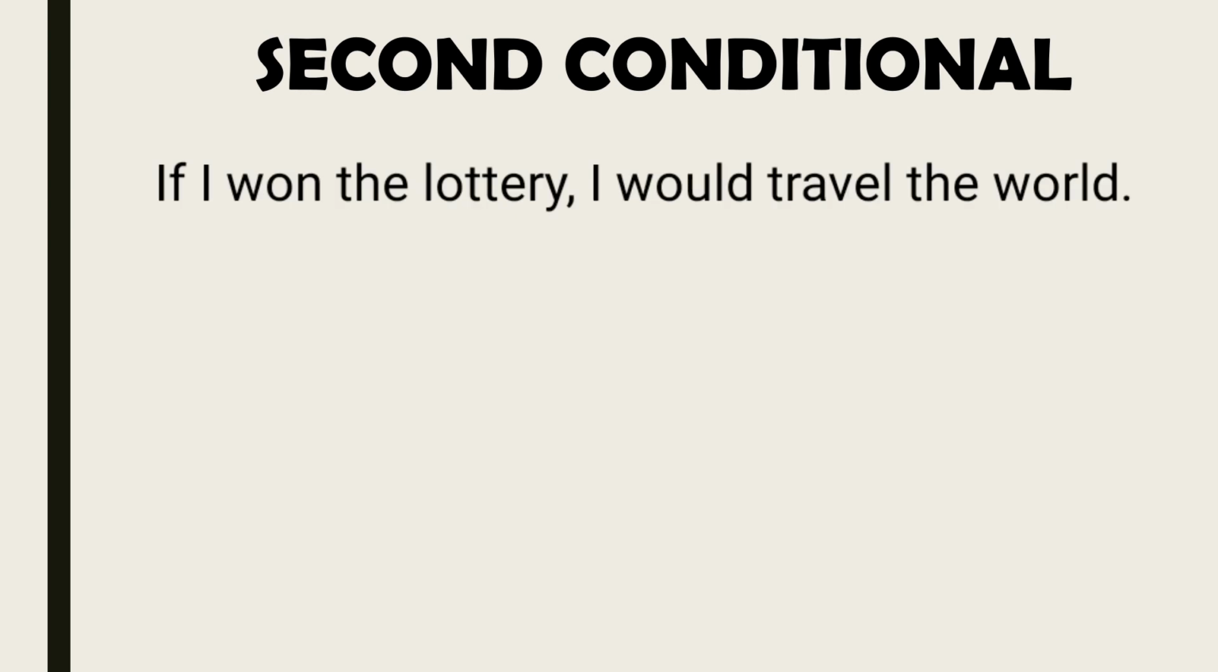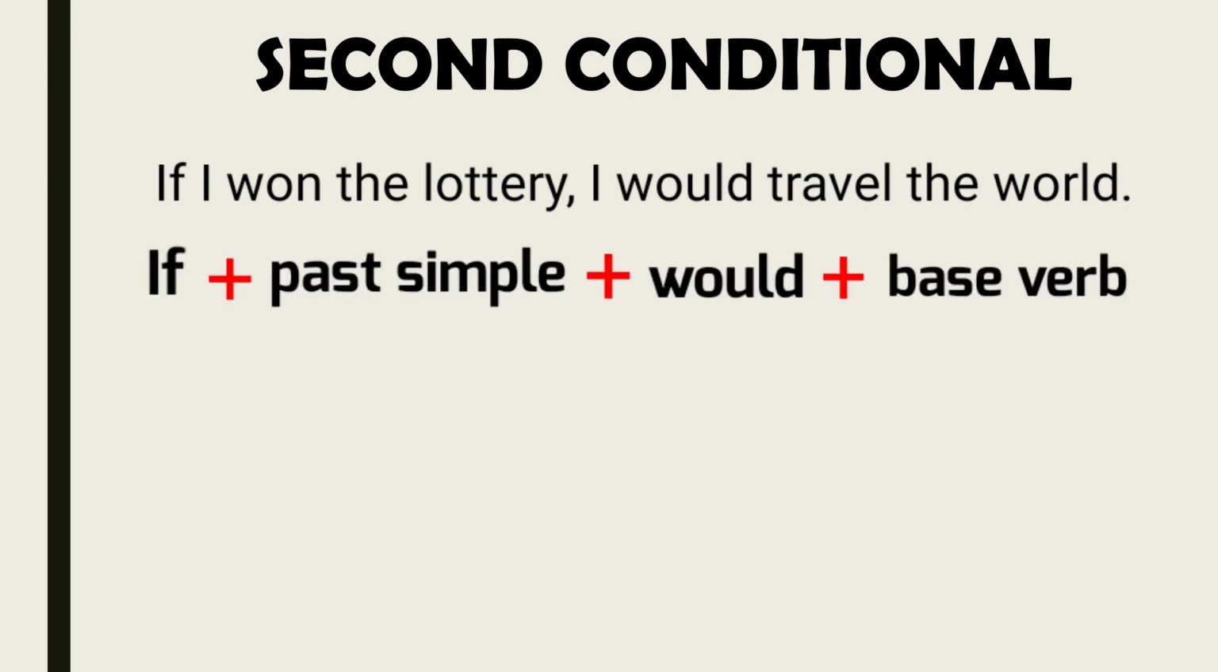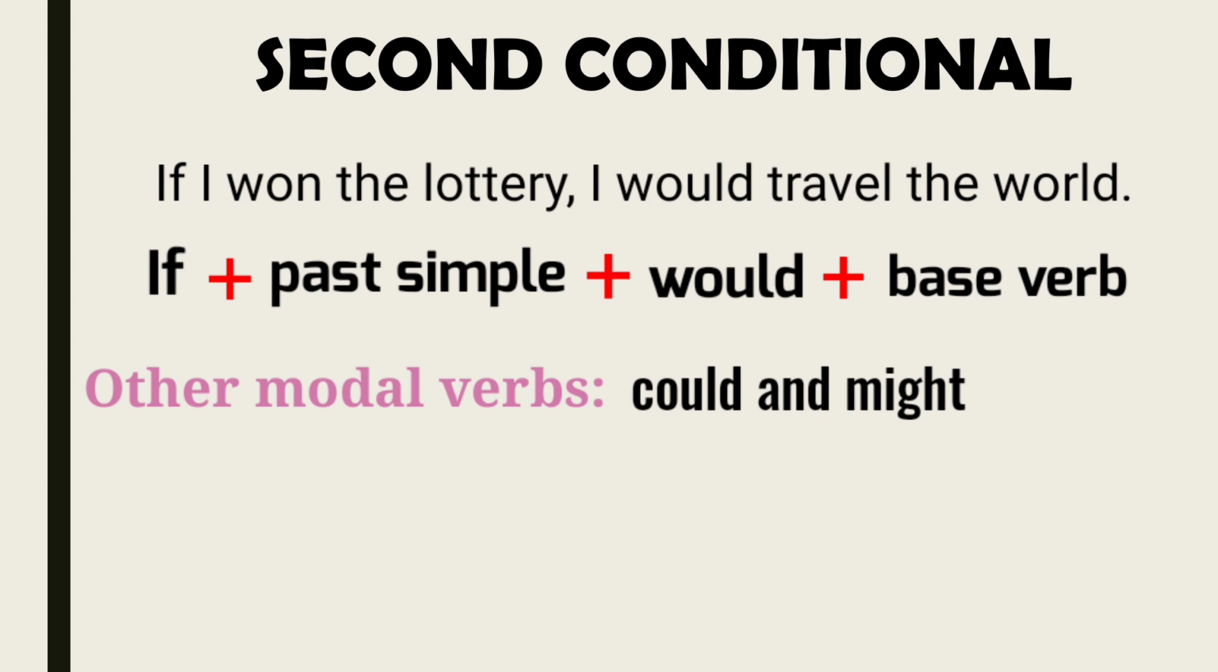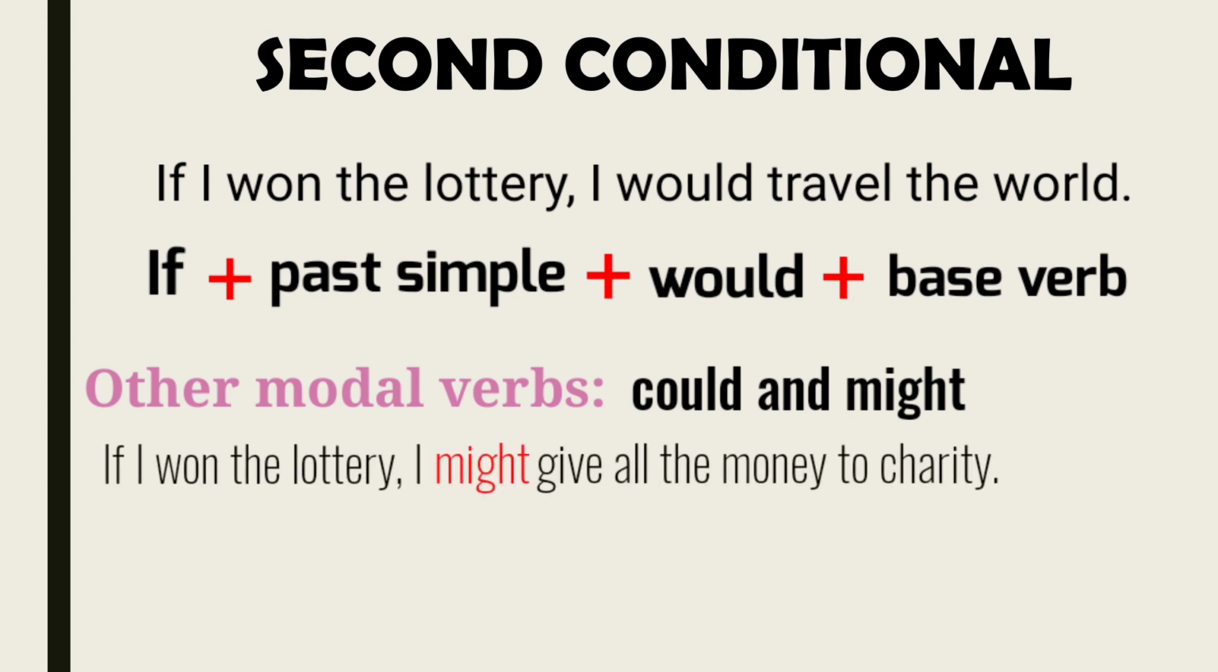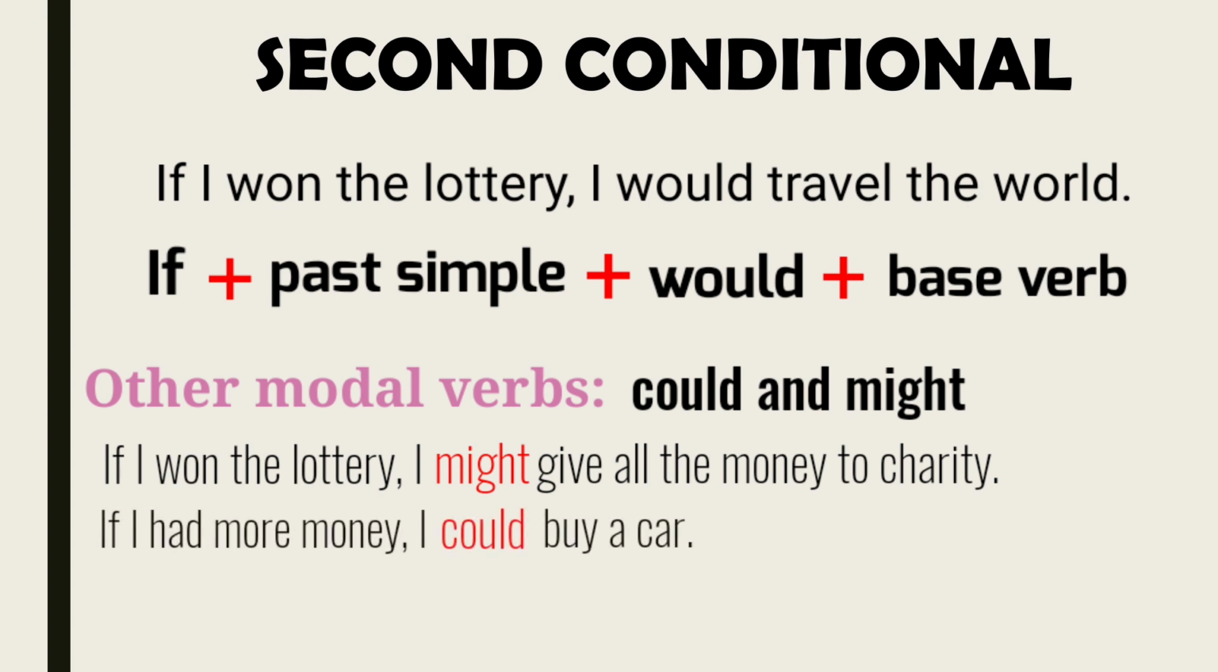Here's how you form the second conditional. If I won the lottery, I would travel the world. So that's if plus past simple plus would plus base verb. Note that you can use other modal verbs like could and might in place of would. For example, if I won the lottery, I might give all the money to charity. If I had more money, I could buy a car.